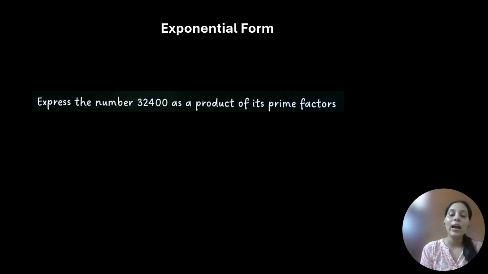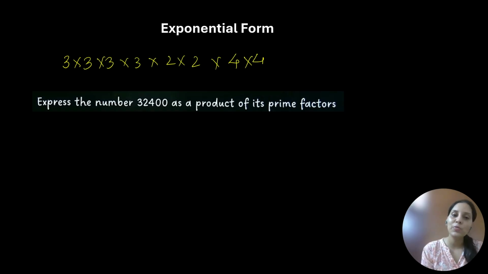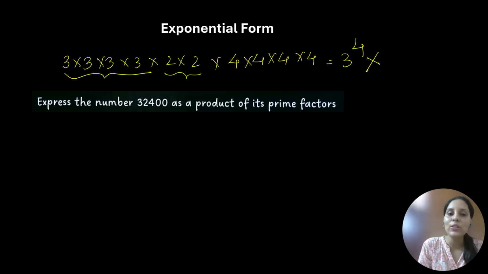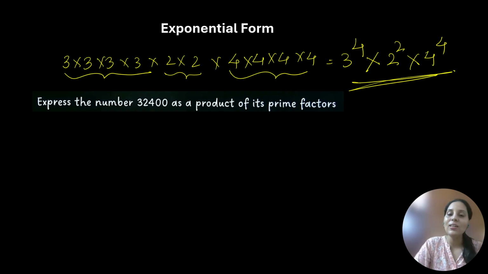Now, next up we have exponential form. What is exponential form? Let me write the expanded form: 3 into 3 into 3 into 3 into 2 into 2 into 4 into 4 into 4 into 4. Suppose I have this and I want to convert it into exponential form. The name itself suggests exponential means it should have an exponent in it. So how many threes are there? 4. So 3 power 4. How many twos? 2. 2 square. How many fours? 4. So this is the exponential form, where it has exponents involved.